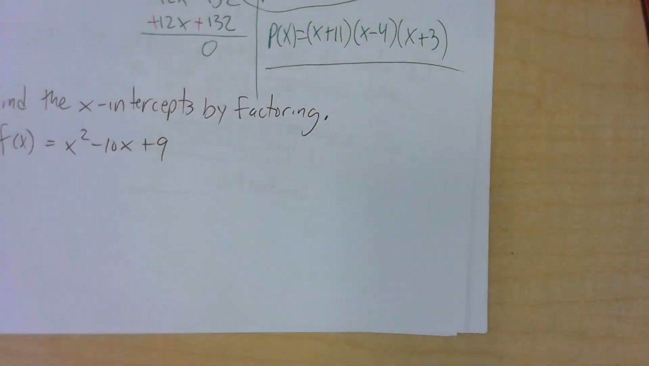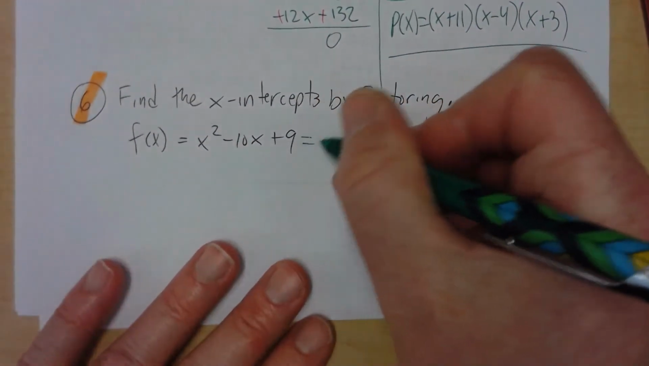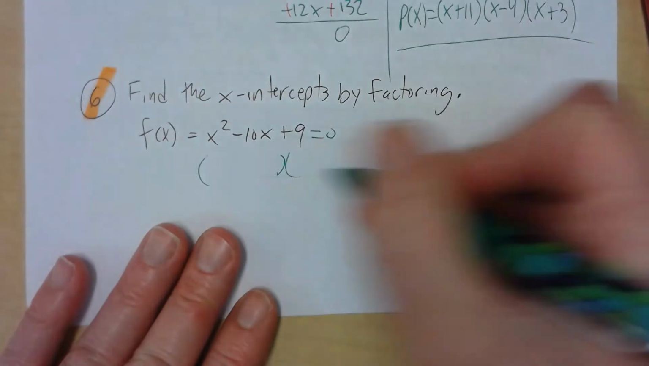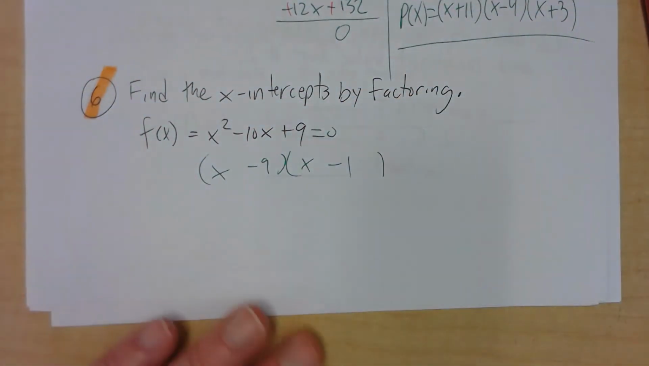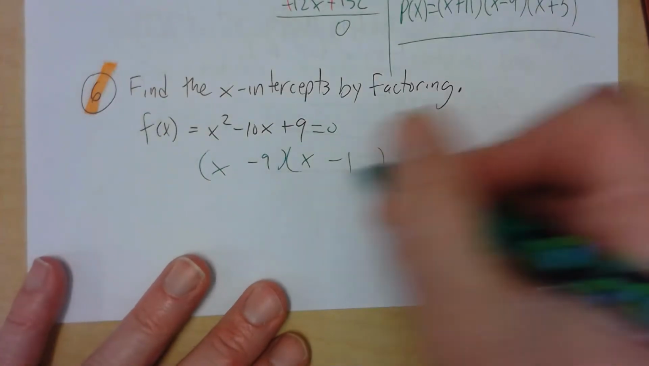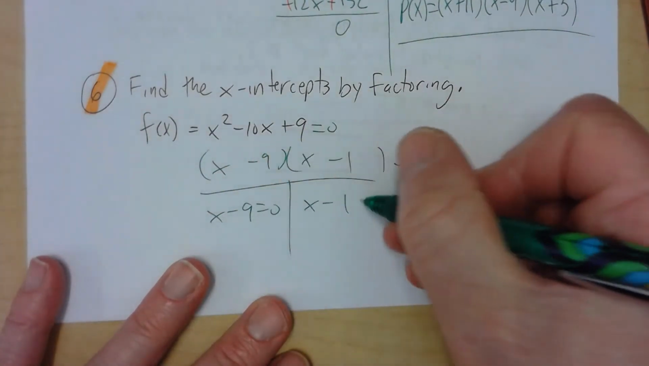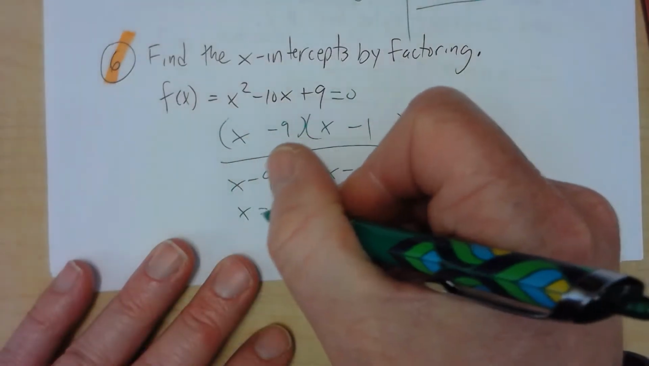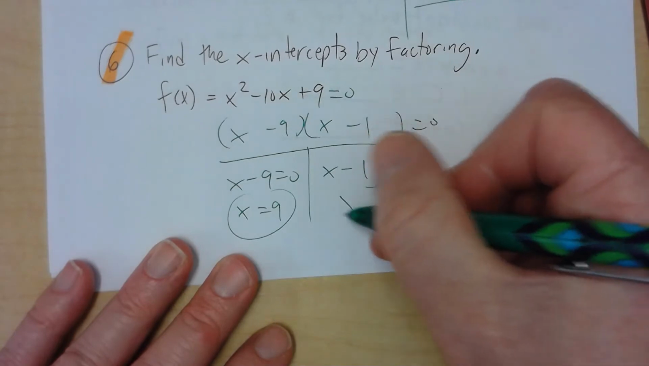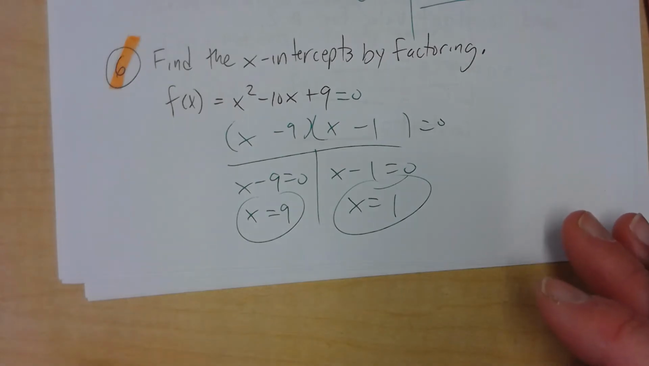Now we get to find the x-intercepts by factoring. So we set the factor equal to 0. Minus 9 minus 1, that would make negative 10 in the middle. Zero product property, so we set each factor equal to 0. Add the 9 over, x equals 9. Add the 1 over, x equals 1. So those are the zeros of the function, the x-intercepts.